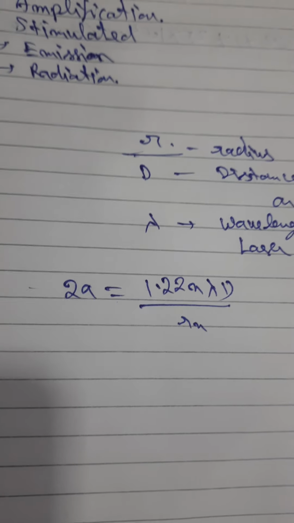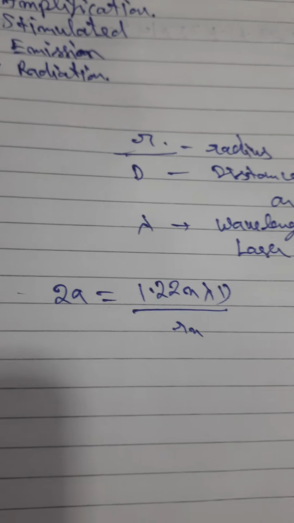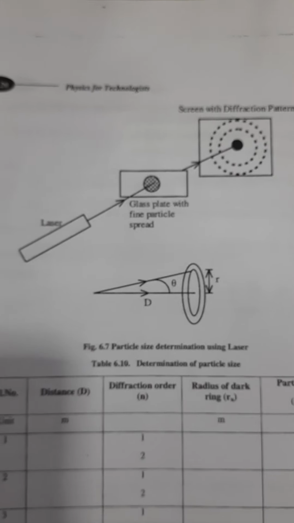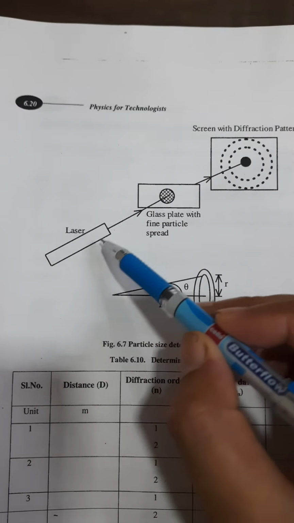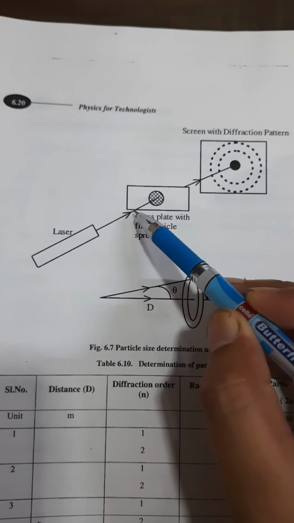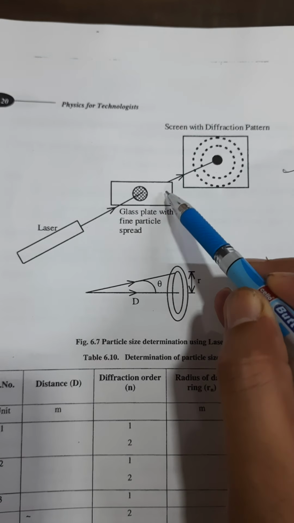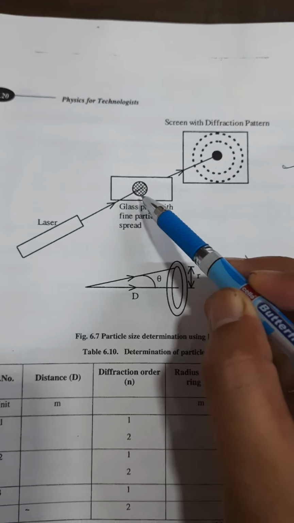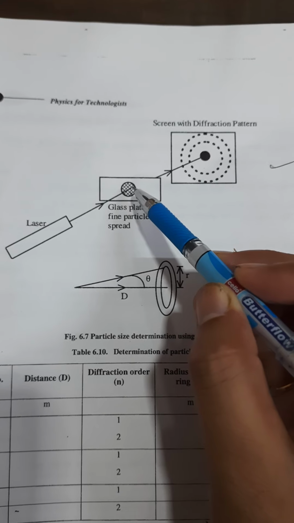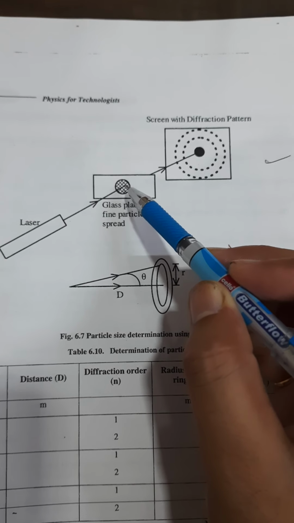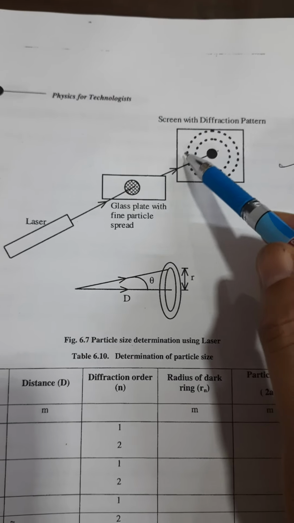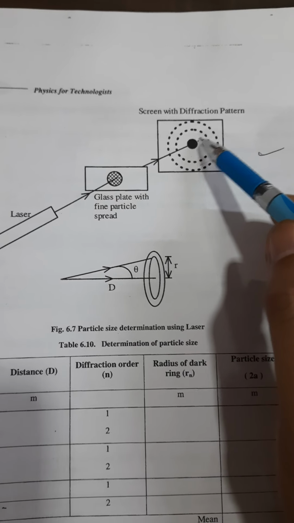Here in the manual, I have this manual also, you can see by the diagram the laser source is this one, and the laser beam is passed as it is switched on through the glass plate where we have placed our fine particles, the lycopodium powder. As the light passes, it will be diffracted, and on the screen you will see alternately bright and dark circles.